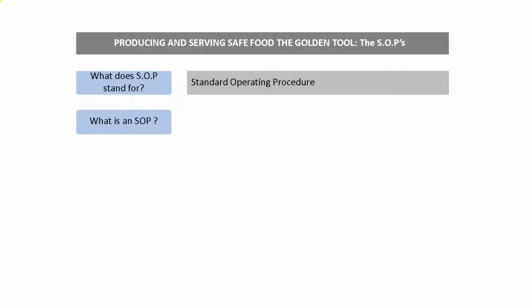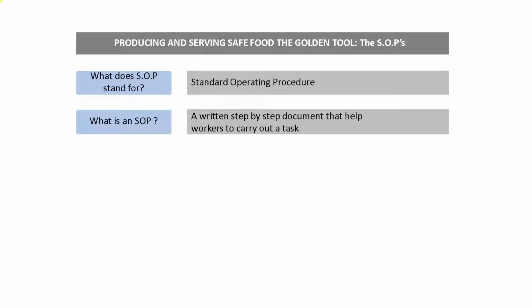What is an SOP? To summarize, it's a written step-by-step document that helps workers to carry out a task. So it's roughly instructions and details on how to do a given task. It can be on any task. It can be on washing a cup, setting up a table, check-in, check-out, any procedure that you need. So it's a document that summarizes and explains a procedure.